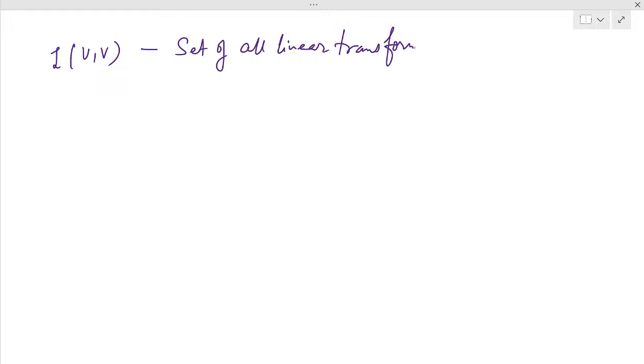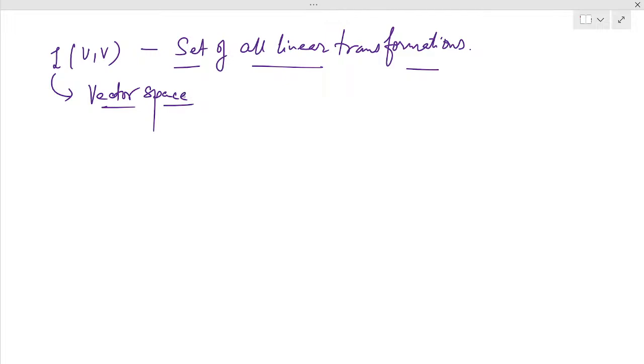linear transformations. And I told you that this happens to be a vector space as well, under the operations of vector addition and scalar multiplication. I referred to it yesterday itself. So the set of all linear transformations also forms a vector space.